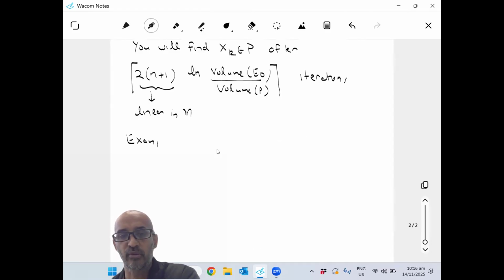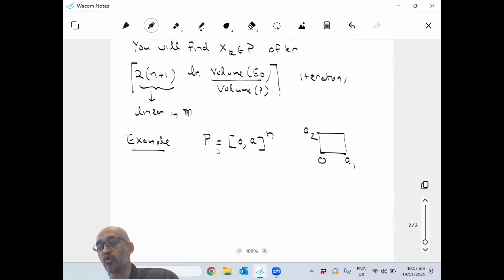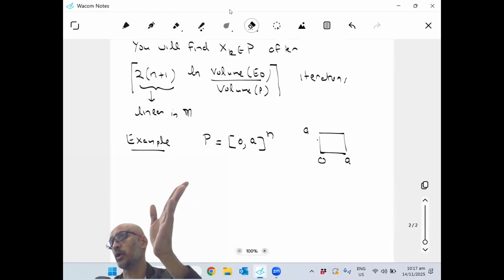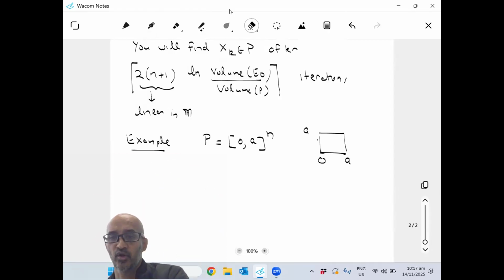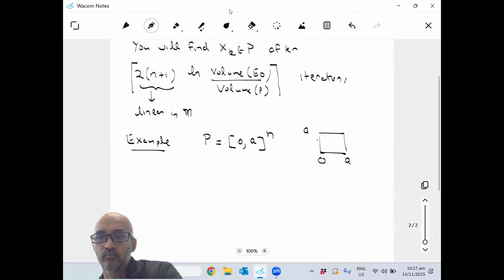As an example, to give you some intuition, suppose my polyhedron is a box. Let's say the polyhedron is a box between 0 and a to the power n. So it's basically a hypercube. So 0 to, let's say, a1 and 0 to a2 and so on. Actually, let's make all the a's the same for simplicity. So this is a hypercube, along each dimension of size a from 0 to a, and I have this n times. In 3 dimensions, this would look like a cube. And in n dimensions, it's called a hypercube. So what is the volume of this?